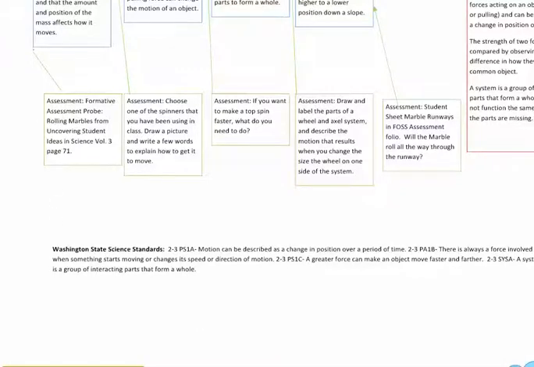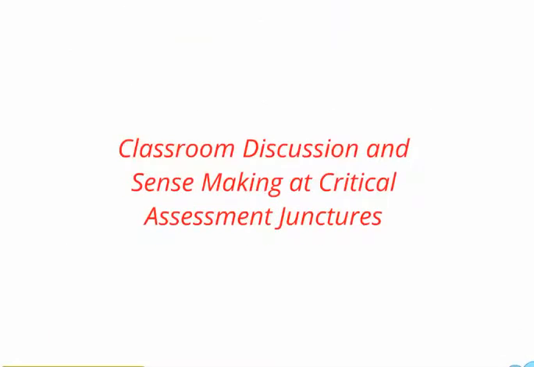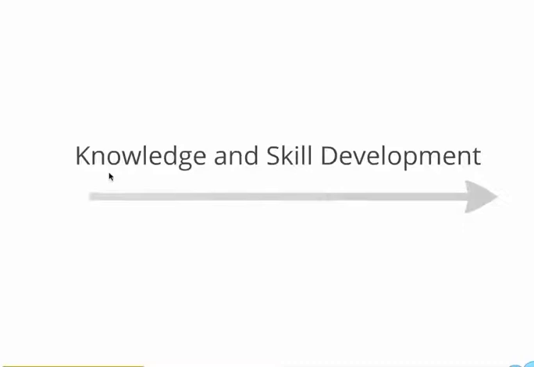Now, the big idea here in the learning progression is that classroom discussion and sense-making happen at those critical assessment junctures. That's where the sense-making occurs. A learning progression sort of gives you this perception that learning occurs in a linear way. However, we recognize that that's not always the case.